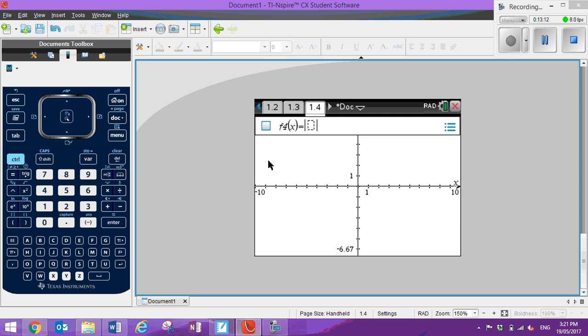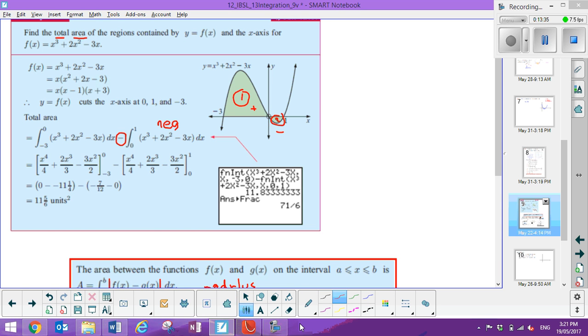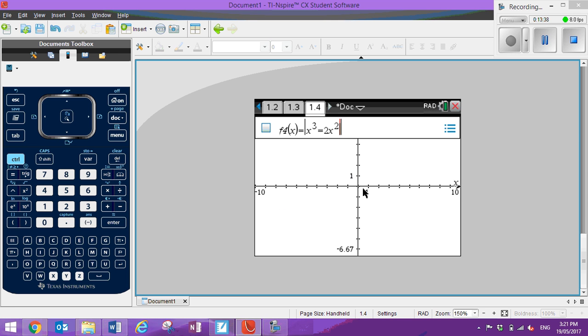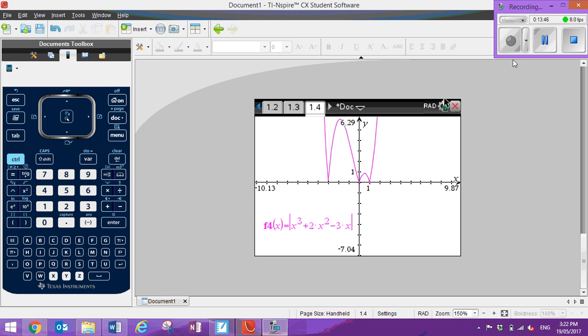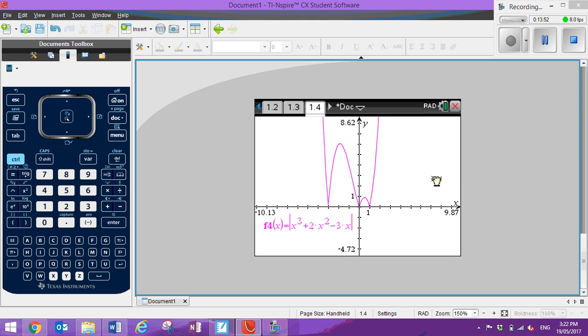There, type that in, and we've got equals the absolute value of x cubed plus 2x squared plus 3, was it? Oh, minus 3x. Minus 3x. All right, let me check that to see what's happening. Okay, so I had an equals instead of a plus. So now we've got it all graphed. That's what it looks like.